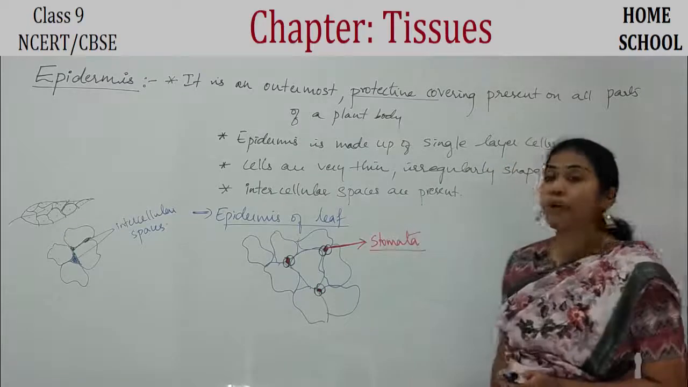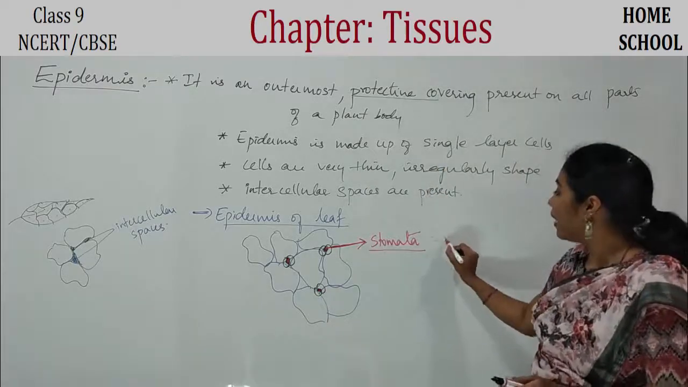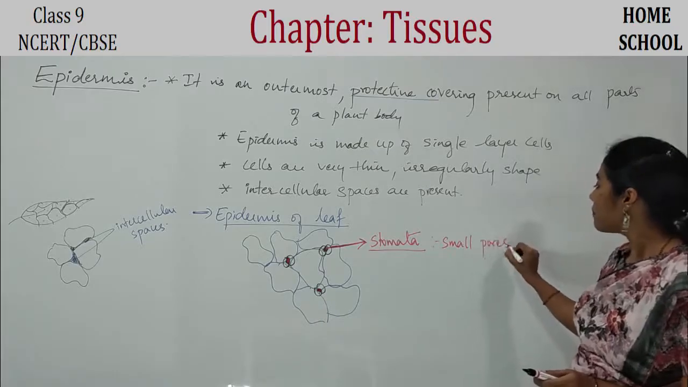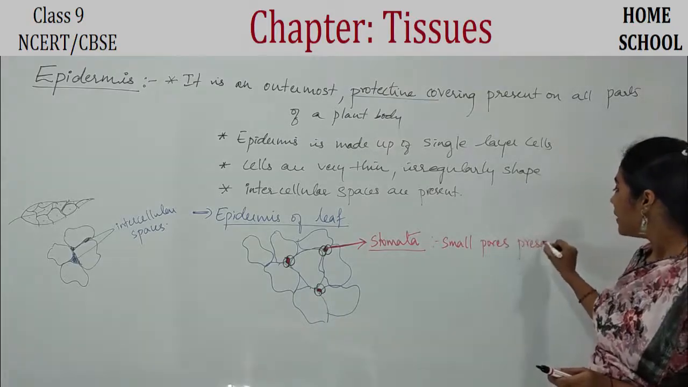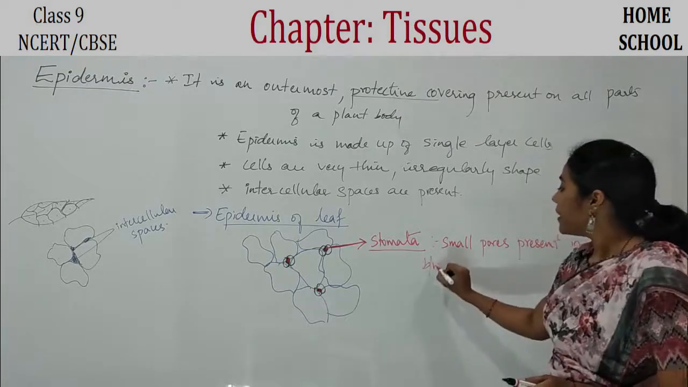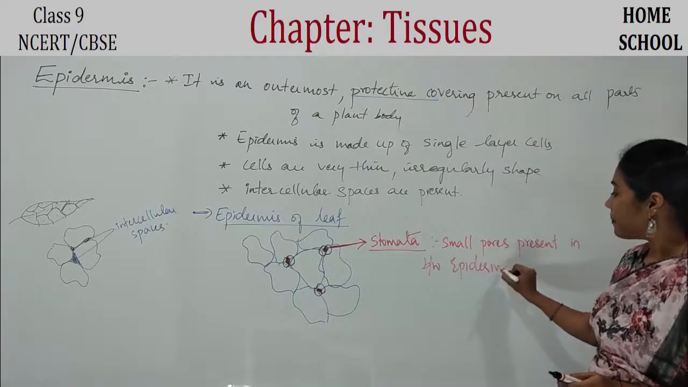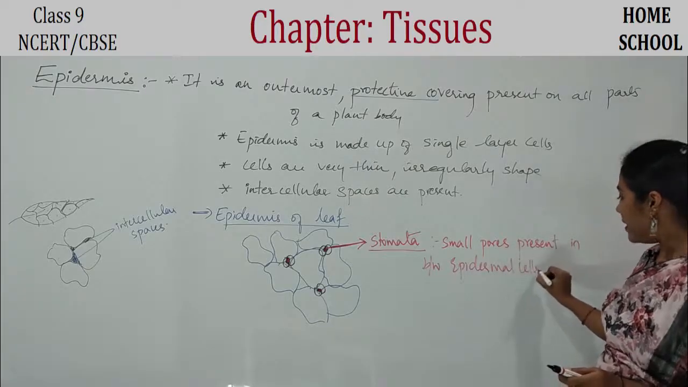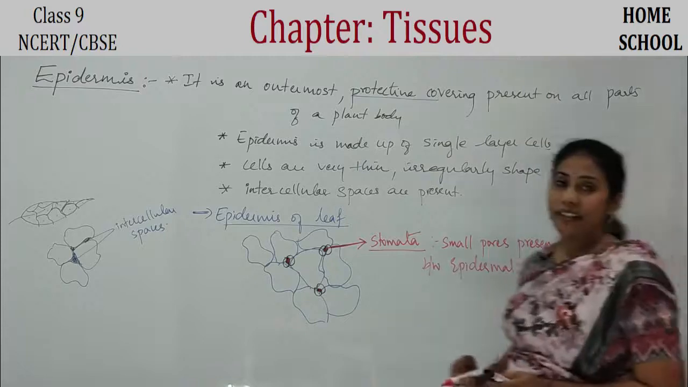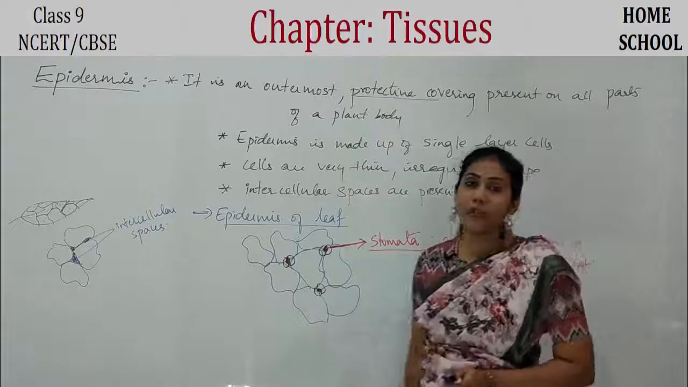Stomata, very, very important word, guys. So what do you mean by a stomata? Small pores present in between epidermal cells of a leaf is called stomata. Okay, so this small hole itself we will call it as stomata.